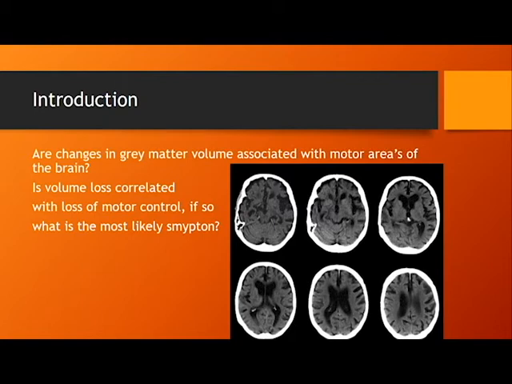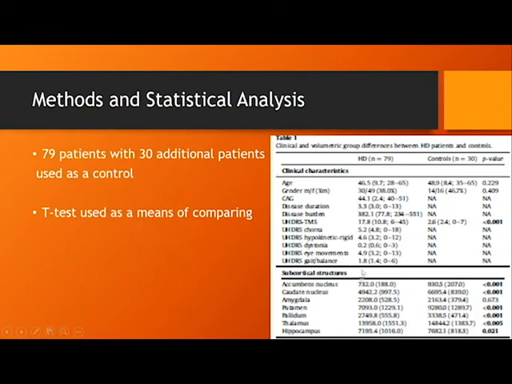As you can see, the patients with HD on this slide here are on the left, and the patients who are healthy are right here on the right. If you look at the p-value skipping down to the subcortical structures, you can see that there was a significant difference between most of the previously mentioned areas, excluding the amygdala, meaning that patients with HD have a significantly smaller volume in these mentioned areas of the brain.